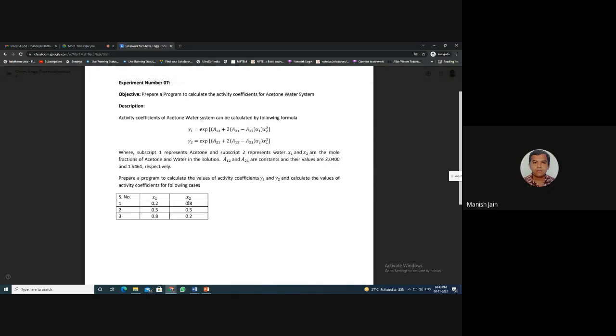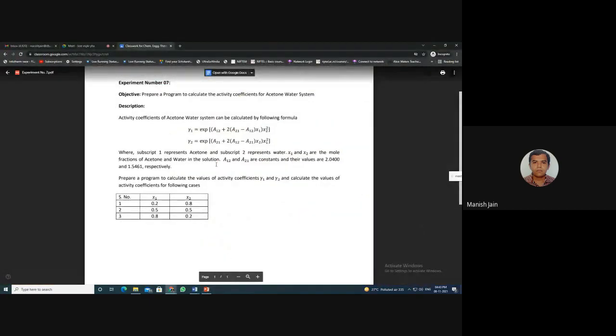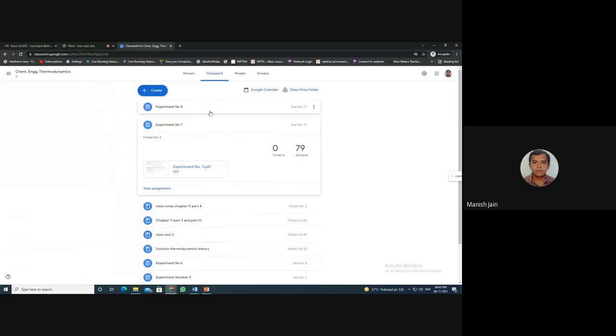You can use a for loop, or you can make a simple program also. Any question? Sir, basically we have to put the values into the formula and get the output, right? Basically, this is not much related to programming, it is related to the understanding. Once you have the values of gamma 1 and gamma 2, then only you can use Raoult's law for the non-ideal solution. So this is one model which can be used in experiment number 8.